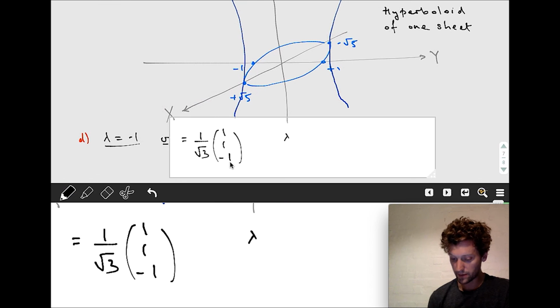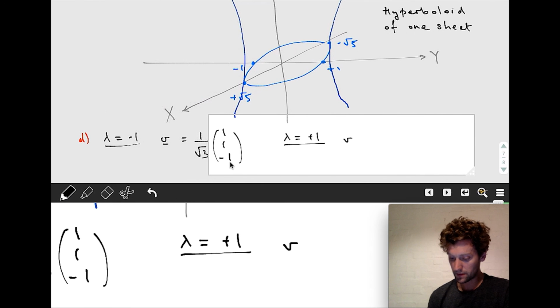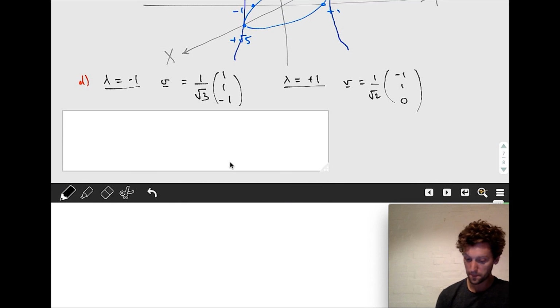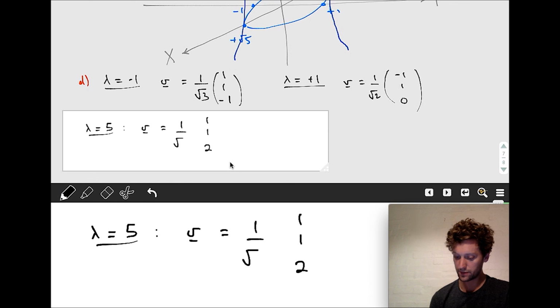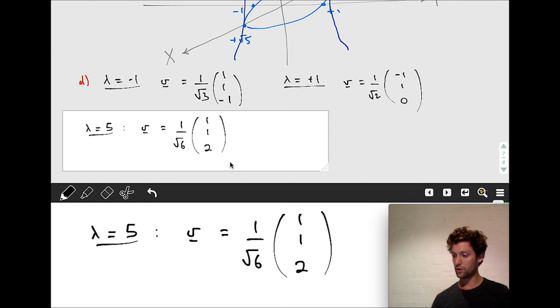For the eigenvalue lambda equals plus 1, I've got v equals minus 1, 1, 0, and again I'm going to divide that by its magnitude, so it has magnitude 1. And for lambda equals 5, I've got v equals 1, 1, 2, dividing by its magnitude to make it a unit vector.